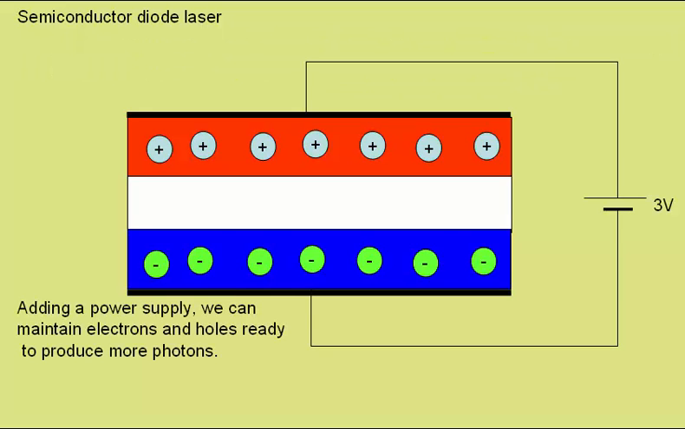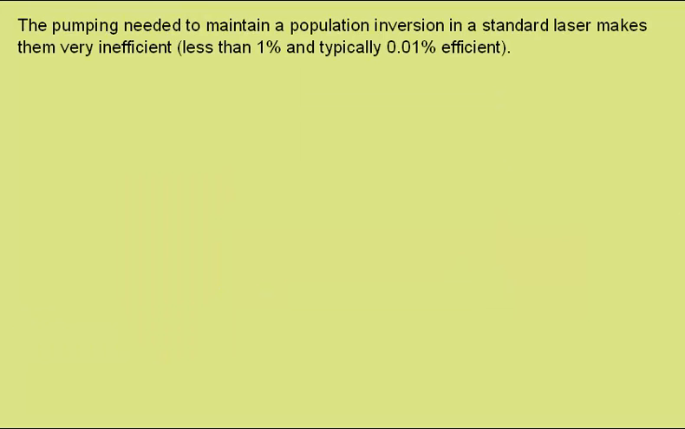Adding a power supply of around 3 volts, we can maintain electrons and holes ready to produce more and more photons. The pumping needed to maintain a population inversion in a standard laser makes them very inefficient, less than 1% efficient, and typically down to 0.01% efficient. Semiconductor lasers, however, can be up to 70% efficient.